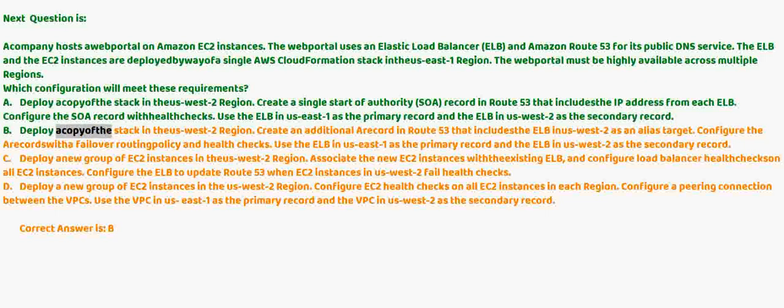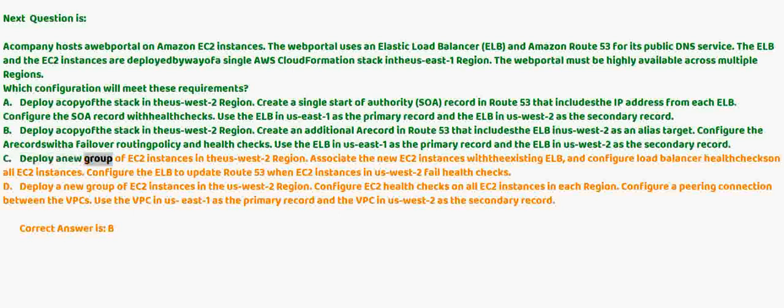B. Deploy a copy of the stack in the SA-East-2 region. Create an additional record in Route 53 that includes the ELB in SA-East-2 as an alias target. Configure the A records with a failover routing policy and health checks. Use the ELB in East-1 as the primary record and the ELB in SA-East-2 as the secondary record.